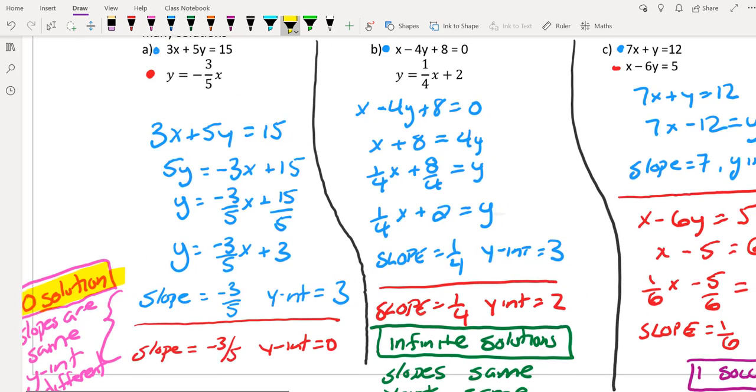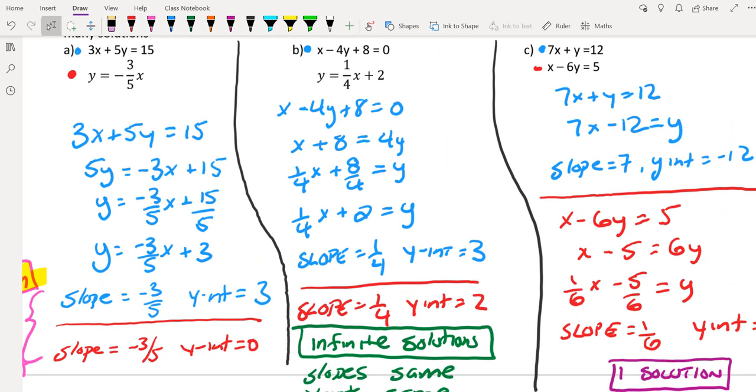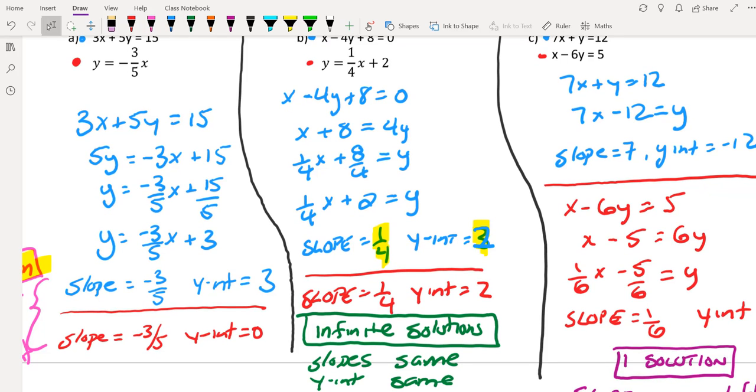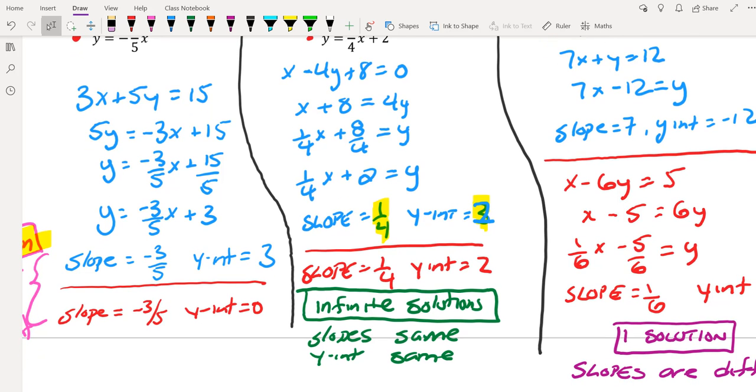In this B situation here, we work through the blue line. We have to rearrange it into slope-intercept form. We find that the slope is 1/4 and the y-intercept is 3. Or sorry, that should be a 2 there. And the red line is already written in slope-intercept form. We have the slope of 1/4 and the y-intercept of 2. This is infinite solutions because the slopes are the same and the y-intercepts are the same.